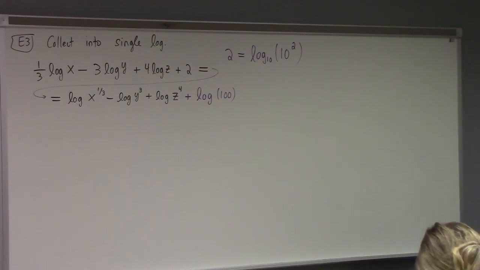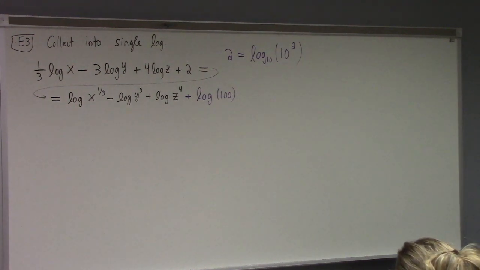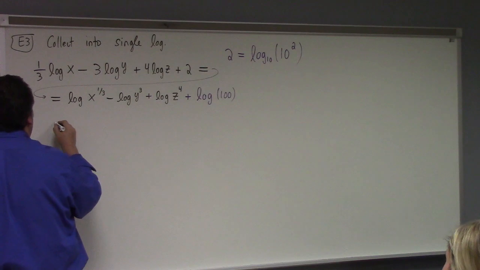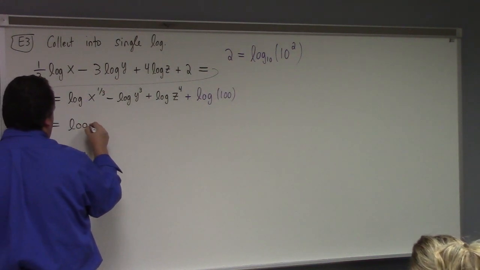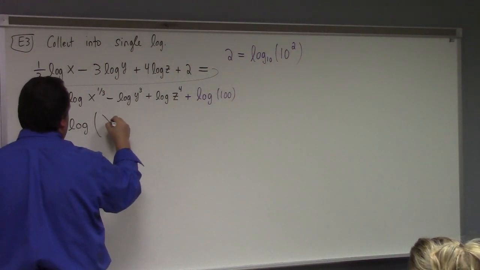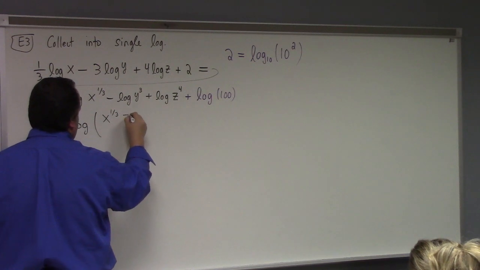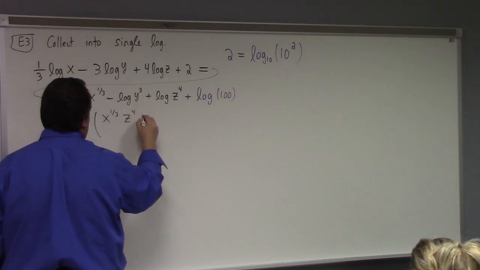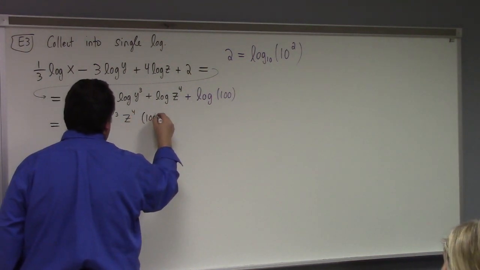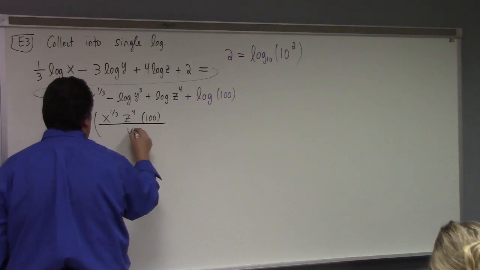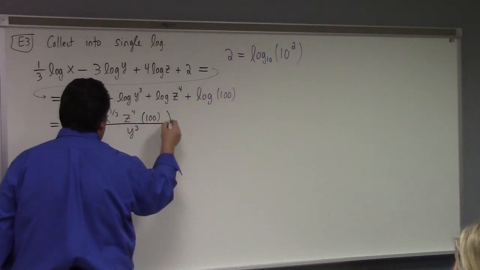And now, let us combine. So what we got is the log, big parenthesis here, x to the 1/3 times z to the 4th times 100, all divided by y cubed. There you go.